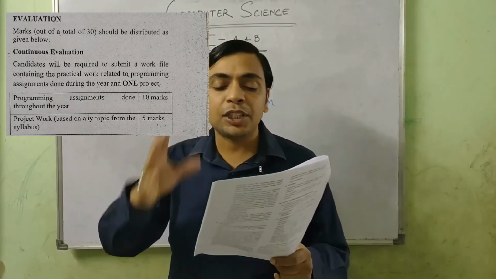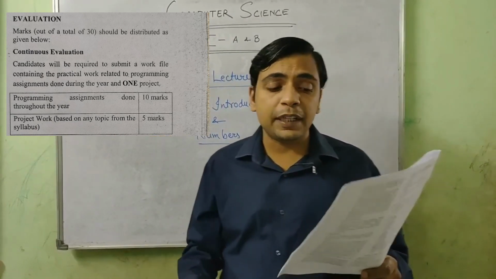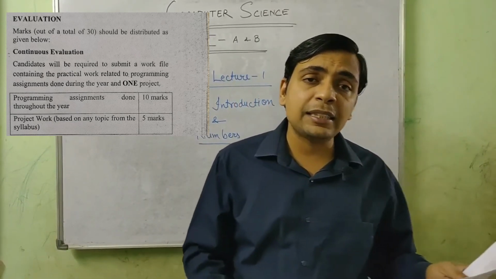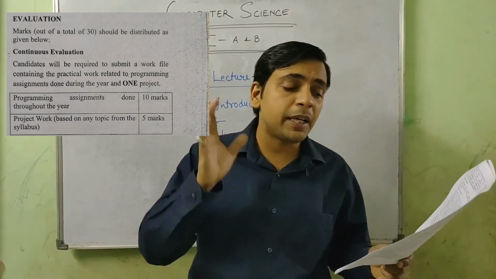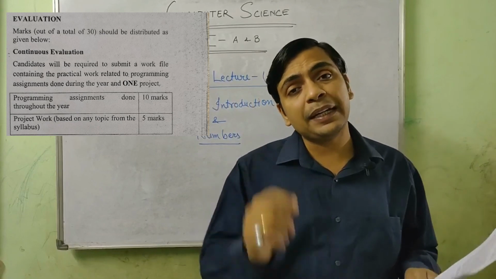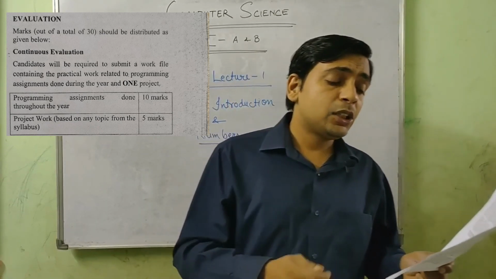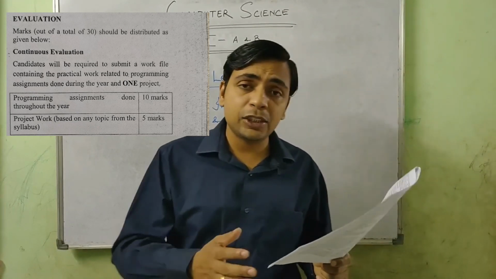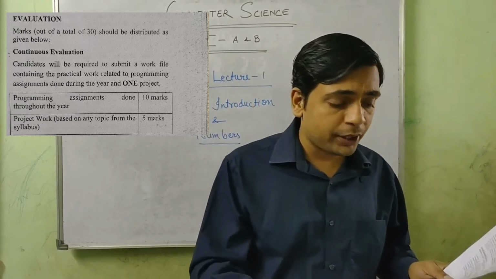So how the evaluation is going to take place? So the 30 marks is divided into 15-15, where the first 15 marks is for continuous evaluation and the next 15 marks is for terminal evaluation. Now what is your continuous evaluation? It is depending upon the practical file that you will make and the project that you will make. So the programming assignment done throughout the year, 10 marks on that, and 5 marks on the project work.